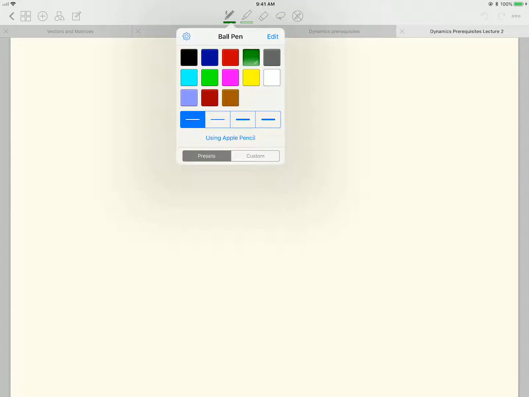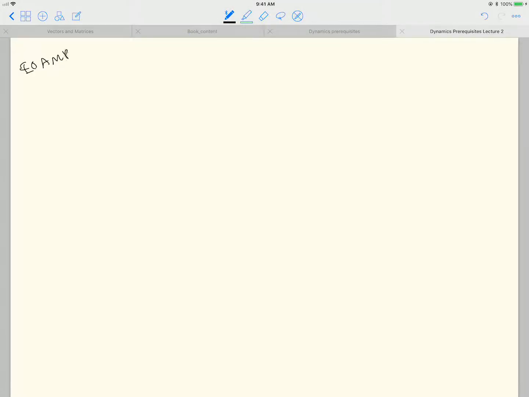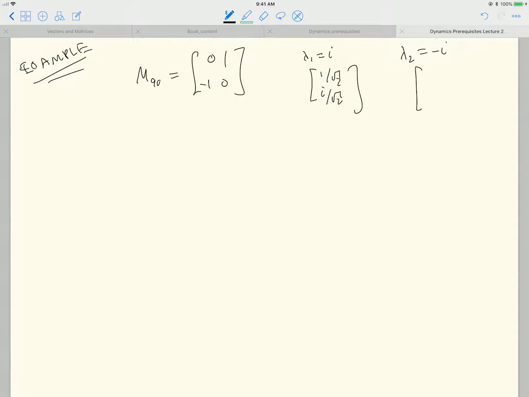So we had, let me go through that example. We had our 90-degree rotation matrix, which we said was 0, 1, minus 1, 0. And its eigenvalues and eigenvectors were 1 over root 2, i over root 2, and minus i. You'll notice that these two eigenvalues are complex conjugates of each other, and that the two eigenvectors are also complex conjugates of each other. And that always happens. It turns out that if you ask for the eigenvalues and eigenvectors of a matrix and you come out with complex values, they're always complex conjugates. And that's what helps everything in the end cancel out.